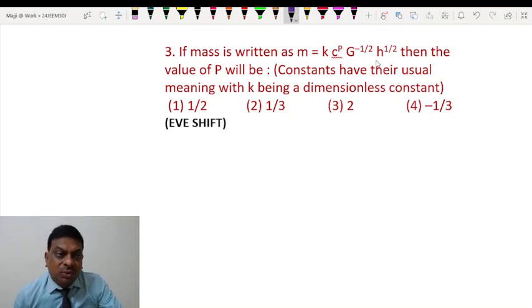Now, students, the usual method, which is provided in books and which teachers also teach in the same manner, is to substitute the respective dimensions of each of these quantities in the left hand side and right hand side.